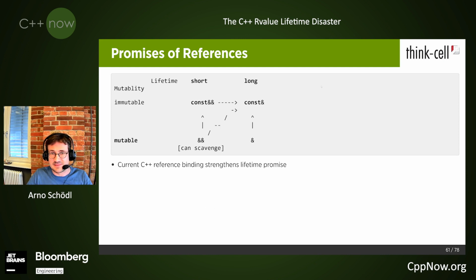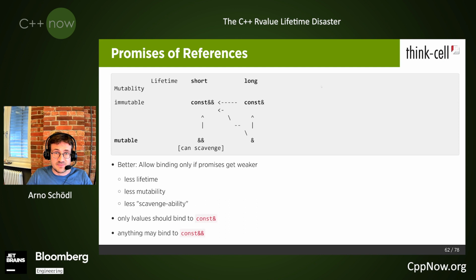And that cannot work. Now, what we have to do instead, we have to turn this around. We have to always go to the weaker promise. So anything can really bind safely to a const rvalue reference because it has the least mutability, nothing can be changed, and it also has the least lifetime.